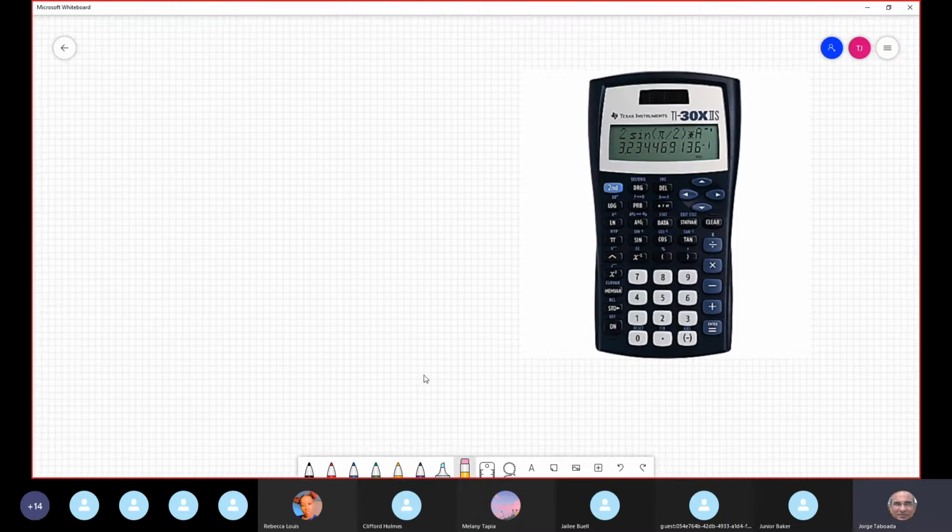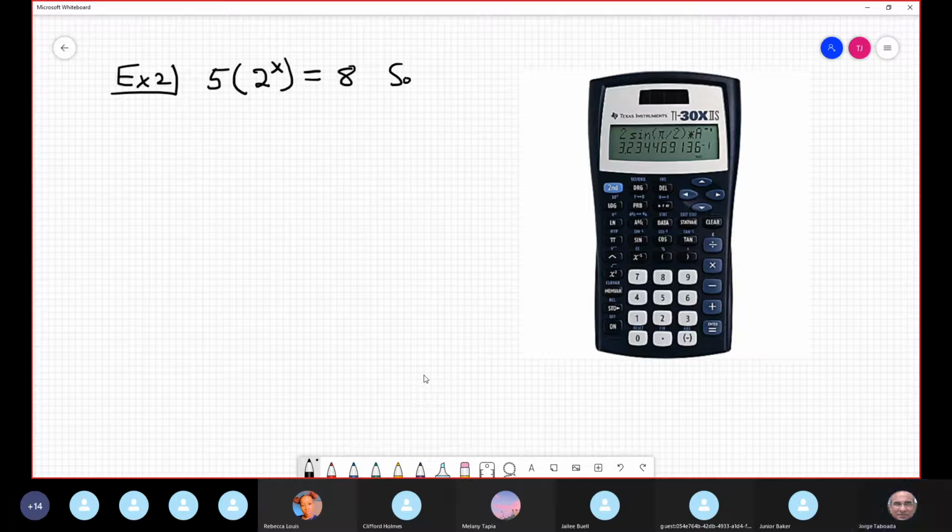Okay, example 2 now. Example 2, say 5 parentheses 2 to the x equal 8. Solve this equation. Solve means find the x value to satisfy this equation. Okay, this is easy. It's similar to the first, but I introduce a little bit of modification.